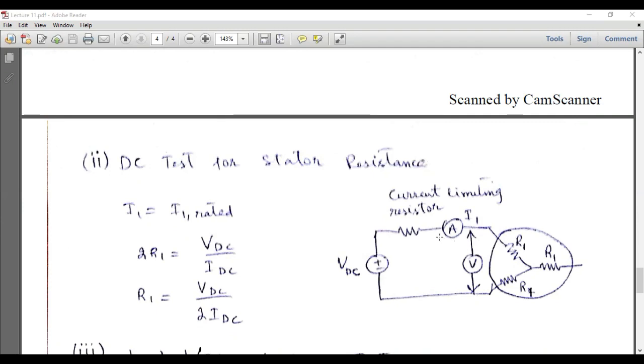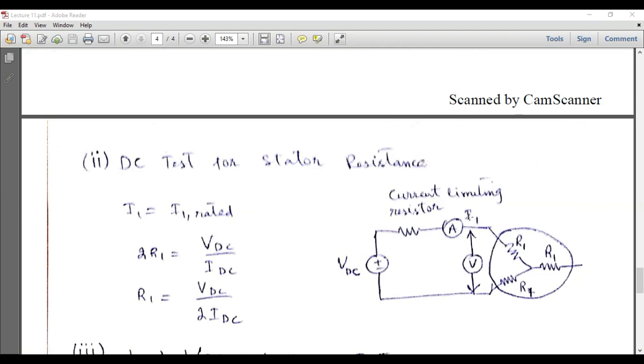So we must have a current limiting resistor connected in series, and there is an ammeter which is connected in series, and we have to measure this VDC, or this DC voltage, not at this terminal but at this terminal, because these are the voltages which are applied across the stator winding phases. So this is I1 and this is actually our VDC, and by applying Ohm's law we can calculate 2R1 by dividing VDC by this IDC, or by dividing this by I1.